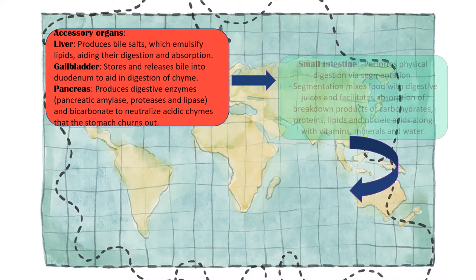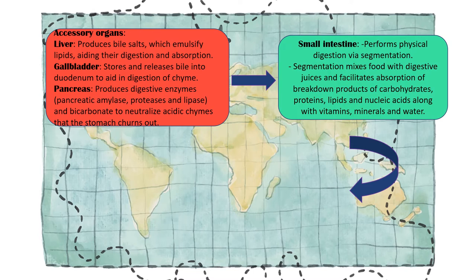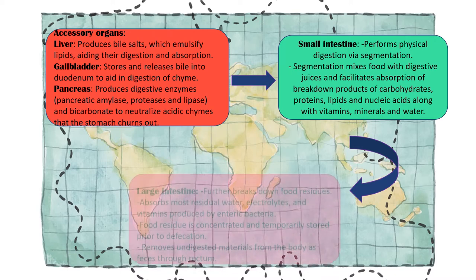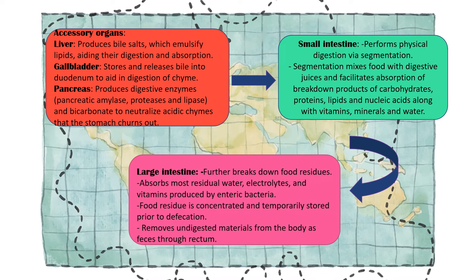The absorption mainly occurs in the small intestine. Segmentation will mix food with digestive juices and facilitate absorption of breakdown products of carbohydrates, proteins, lipids, and nucleic acids, along with vitamins, minerals, and water. And lastly, the large intestine will absorb most residual water, electrolytes, and vitamins produced by enteric bacteria. Food residue is concentrated and temporarily stored prior to defecation, and soon it will be removed from the body as feces through the rectum.